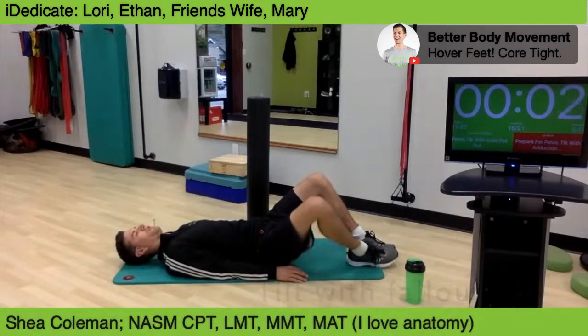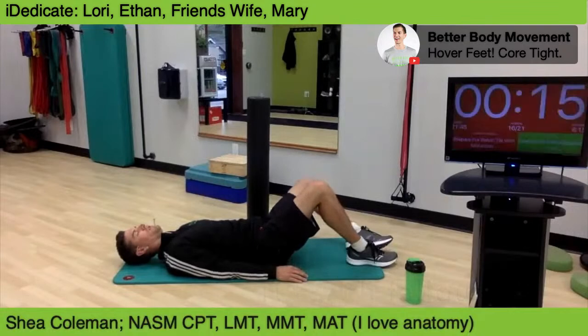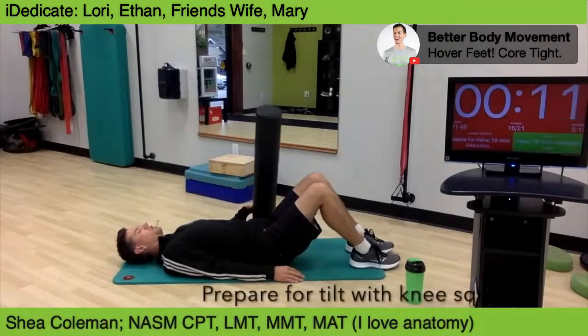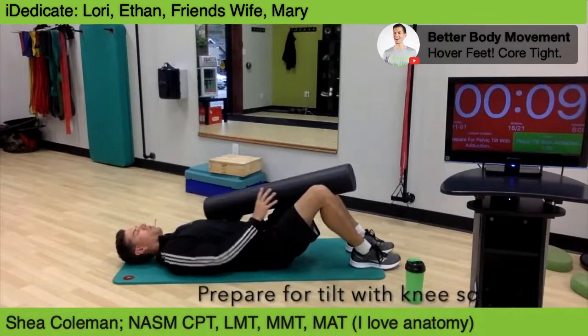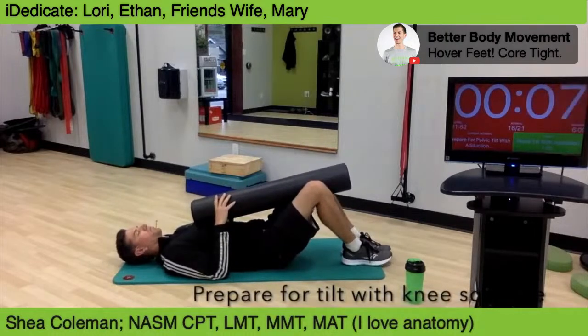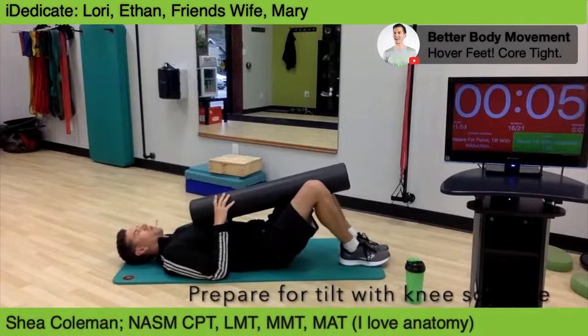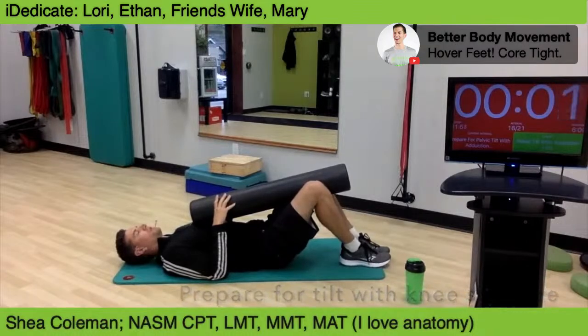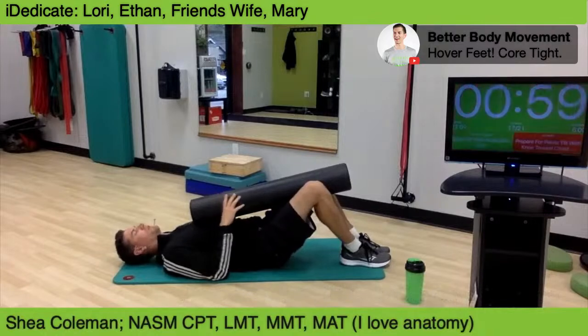3, 2, 1. Prepare for pelvic tilt with adduction. Remember to add the foam roller or a cushion here, and it's a 6-step process. Core tight, knees squeeze, lift the feet, set the feet, release the knees, release. 3, 2, 1. Pelvic tilt with adduction.